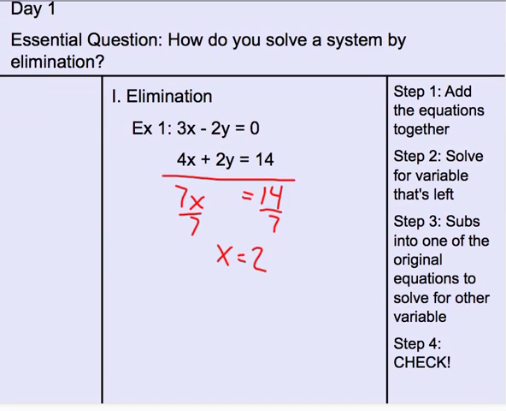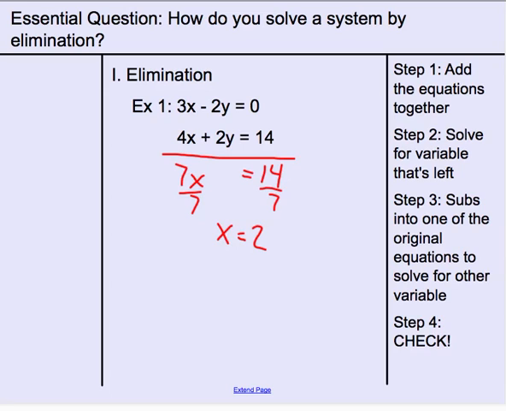So solve for the variable that's left. Now we are going to go back and solve for y. The nice thing with elimination is that it's really easy to solve for the first variable. It's a little bit harder to solve for the second variable, whereas substitution is the other way around. So I'm going to take my x equals 2, and I get to choose either one of the equations. This one has two positive numbers, so I'm going to use that so I don't lose track of my negative. So I substitute 2 for x so that I can solve for y.